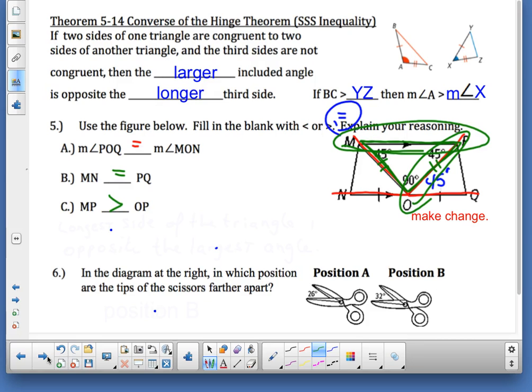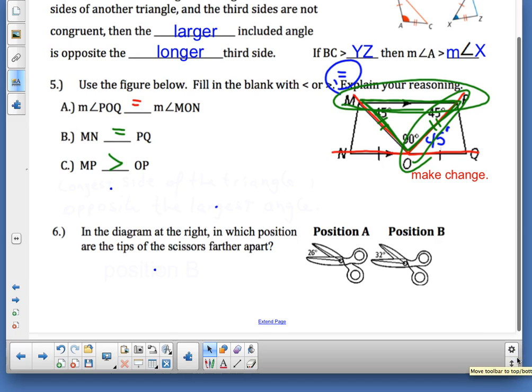Now, what I'd like you to do in this next one is consider which position should be the answer, and then go ahead and consider problem 7. Read it by yourself as I read aloud. In the diagram at the right, in which position are the tips of the scissors farther apart? And why? Position B. Are you okay with the fact that the angle in position B is bigger, so the tips should be farther apart according to hinge theorem? Okay, then that's the deal.